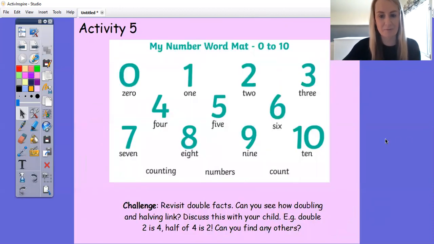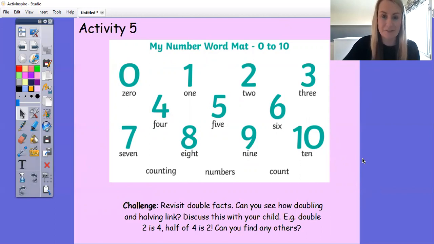Now, activity number 5 at the end of the week is a fun game for you to see if you can find half as quick as you can. It's a bit of a challenge. Now, there is a word mat with the numbers on here that you can use from the website, or you might want to write numbers on pieces of paper, spread them around your house. You might want to hide them. Any way that you can think of to make it really fun.